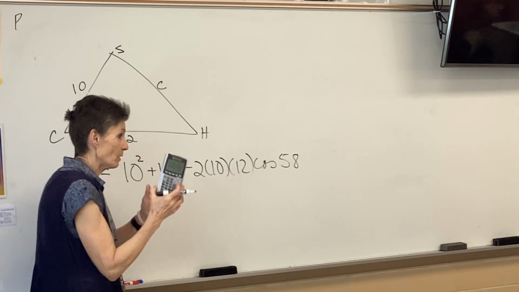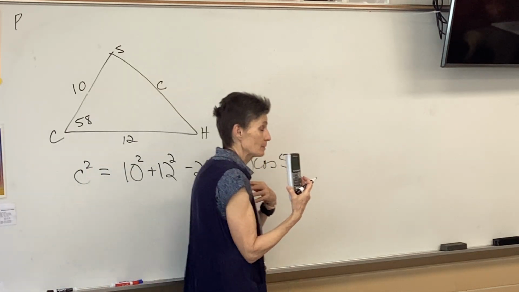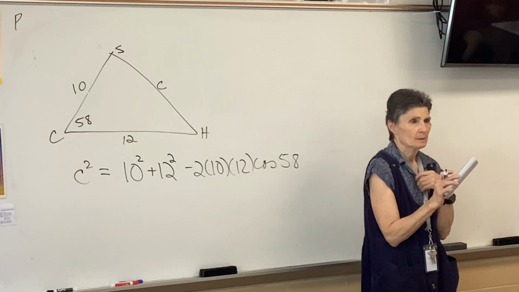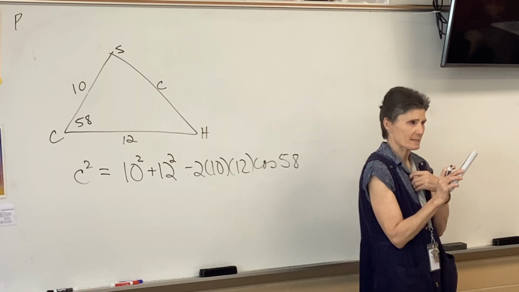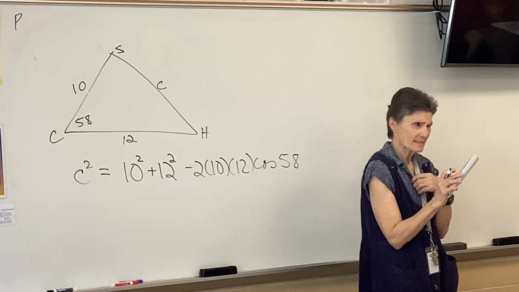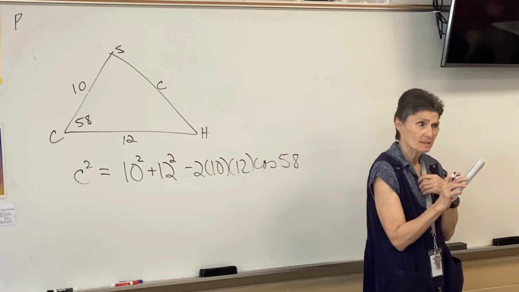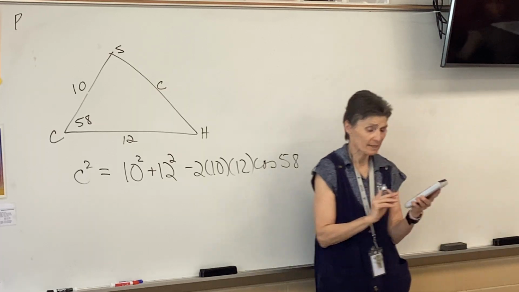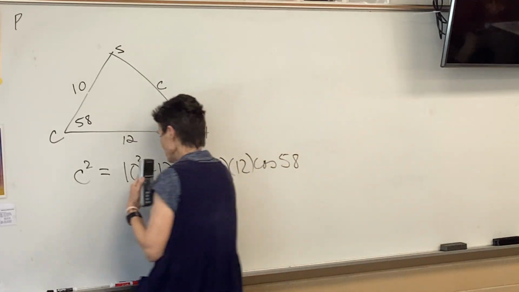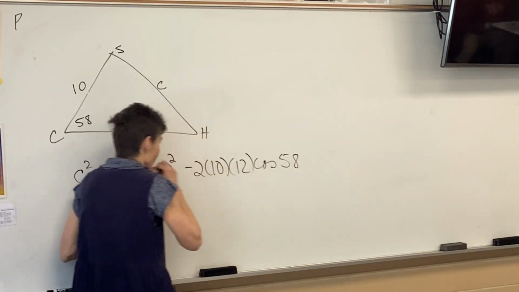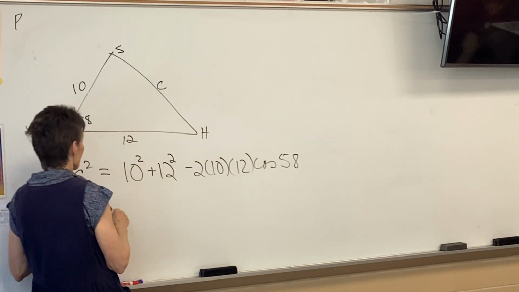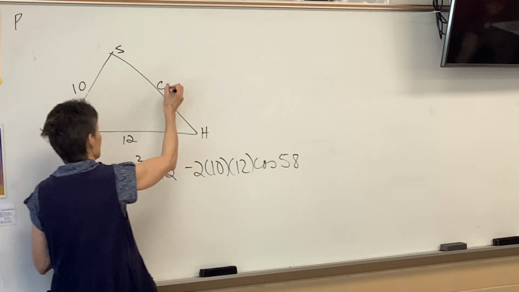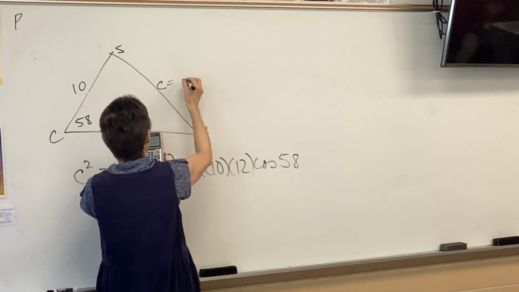And when you type it all in, you get like 116. But be careful, what is that? That's not C, that is C squared. We're going to have to take the square root of that. So when you get all this typed in, make sure you take the square root, and C turns out to be 10.81.